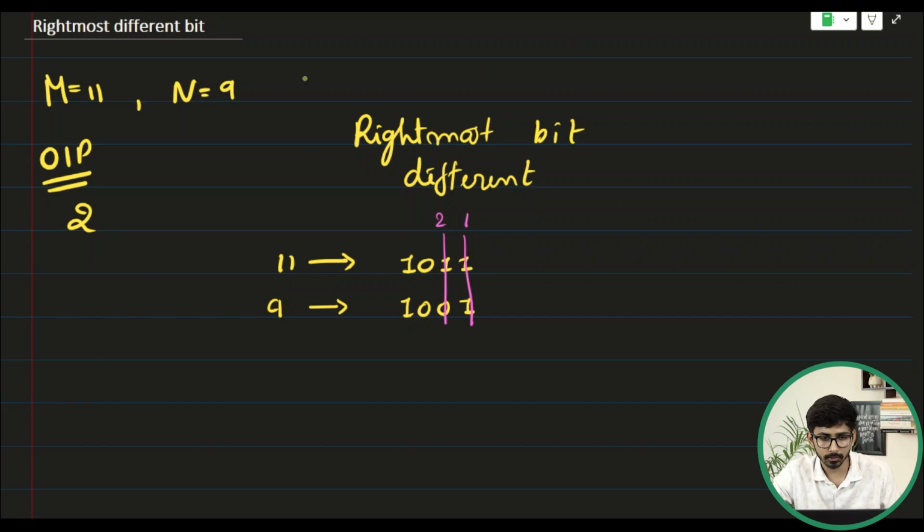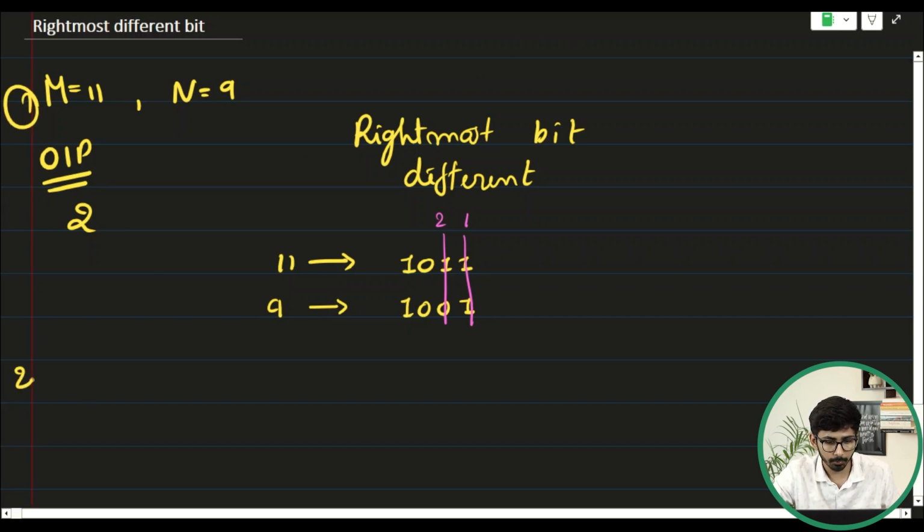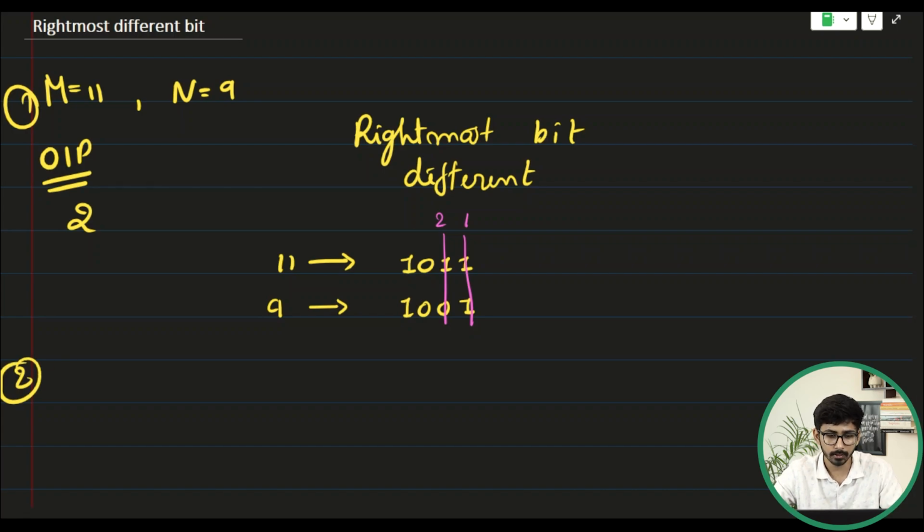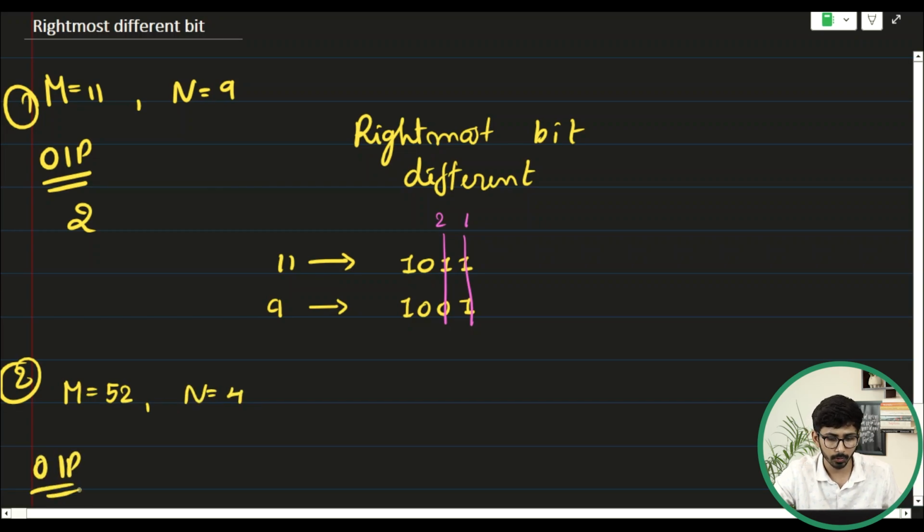Now let's take one more example for better understanding. So this was example 1, and now example number 2. Let's take the example given in the question. It is m equal to 52 and n equal to 4. What will be the output? Let's have a look at the output.